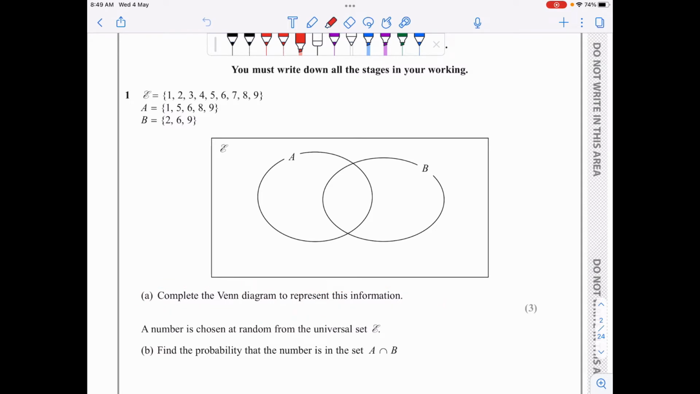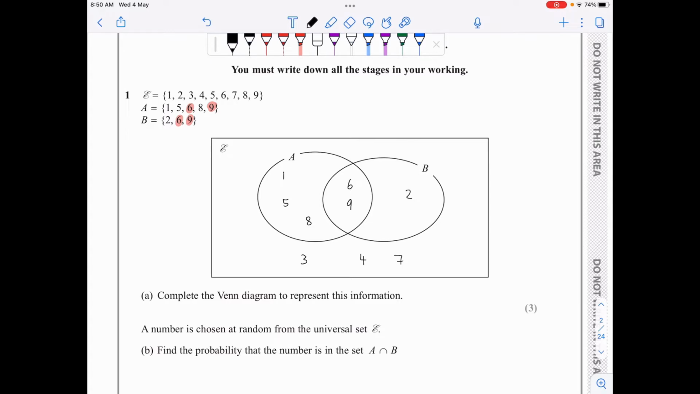Obviously, I will start off by identifying the elements that are common to both A and B. They are 6 and 9. So 6 and 9 go in the common region. And then I've got the 2 here for B, the 1, the 5, and the 8 in A. And then I need to take into account the universal set that has the first 9 positive integers, which means that 3, 4, and 7 need to appear outside of A and B.